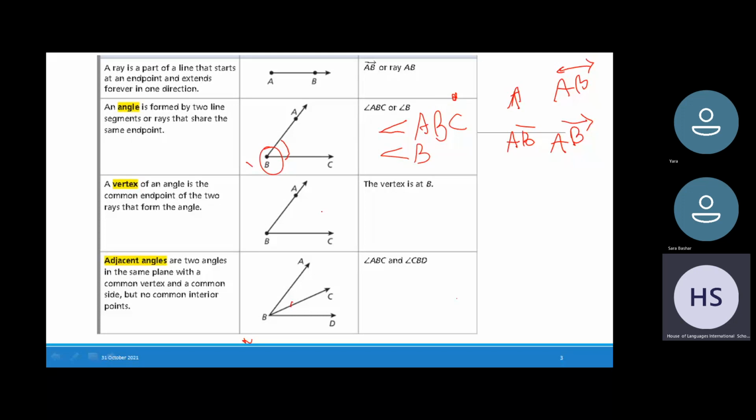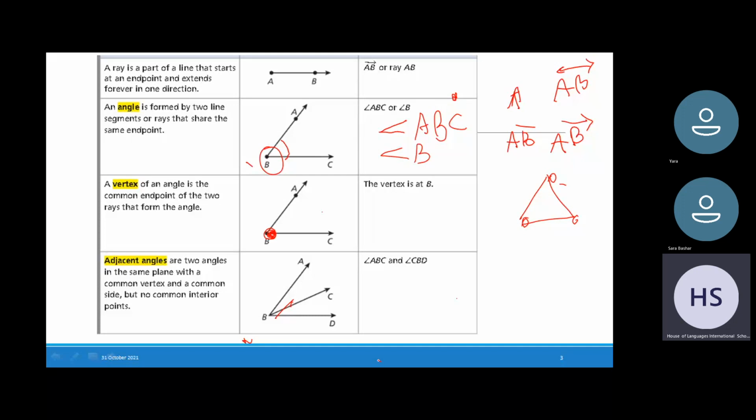So why can't we say AC? No, if you say AC, it means line. You have to say three letters to name an angle. Now there's something we call vertex. Vertex means when you have these two rays, they intersect at one point. This point, we call it vertex. For the triangle, how many vertices do we have? Three. One, two, and three. So where the two rays intersect, we call it a vertex.